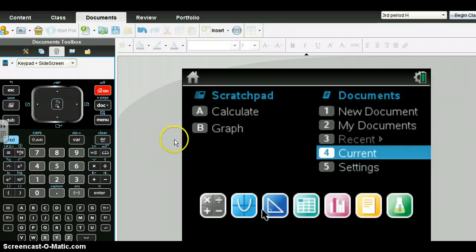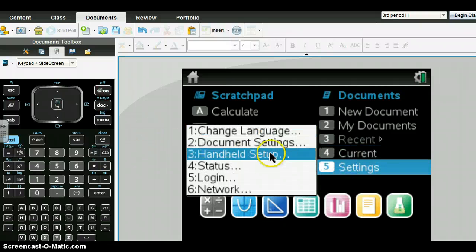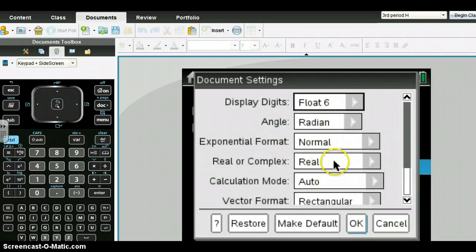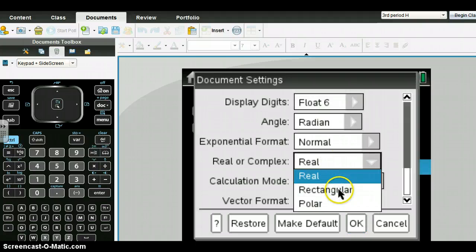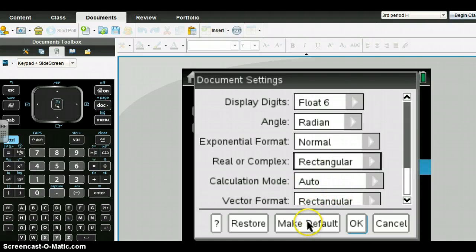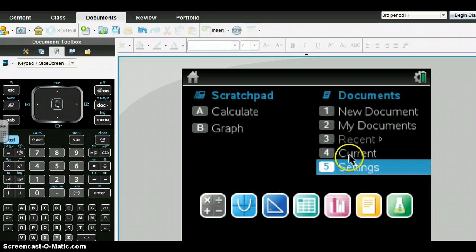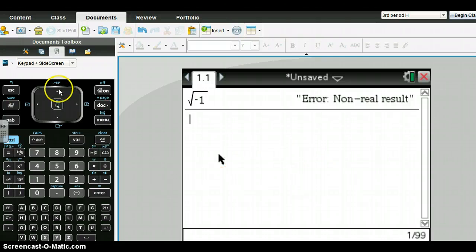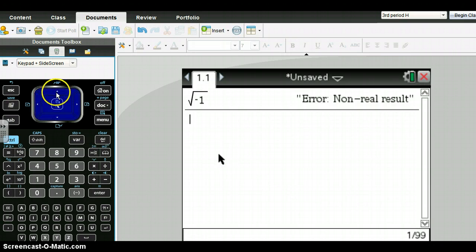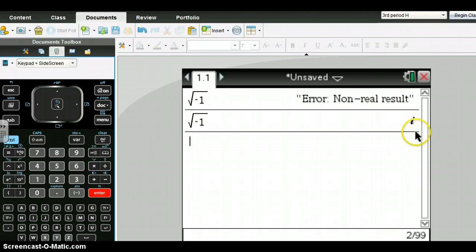So hit the Home key, go to Settings, Document Settings, and change the real or complex mode to rectangular. When you do that and make default, that changes your scratch pad as well. Now if I go back to my document and retype by cutting and pasting, press enter, now it tells me that the square root of -1 is i. So the calculator does know how to do imaginary numbers if it's in the right form.